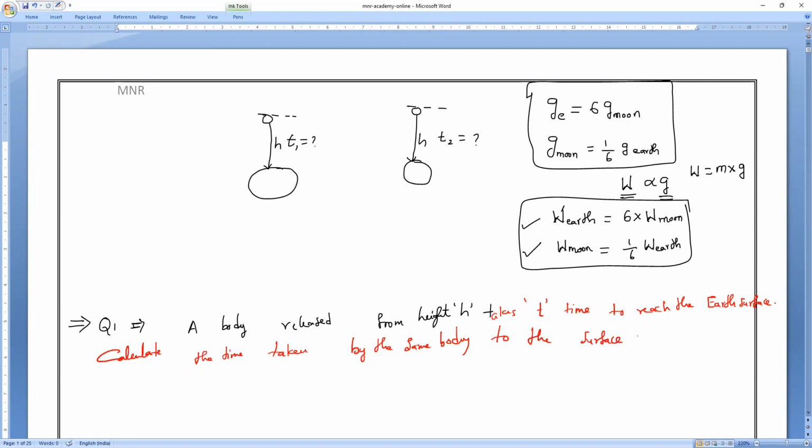Because what is your expectation? Is the time the same or different? Different. Why? What makes you feel it is different? Because gravity is different, so the pulling force is different, and then the time is also different. Am I right, guys? So the pulling force is not the same, so automatically the time is also not the same. Is it okay, everybody?